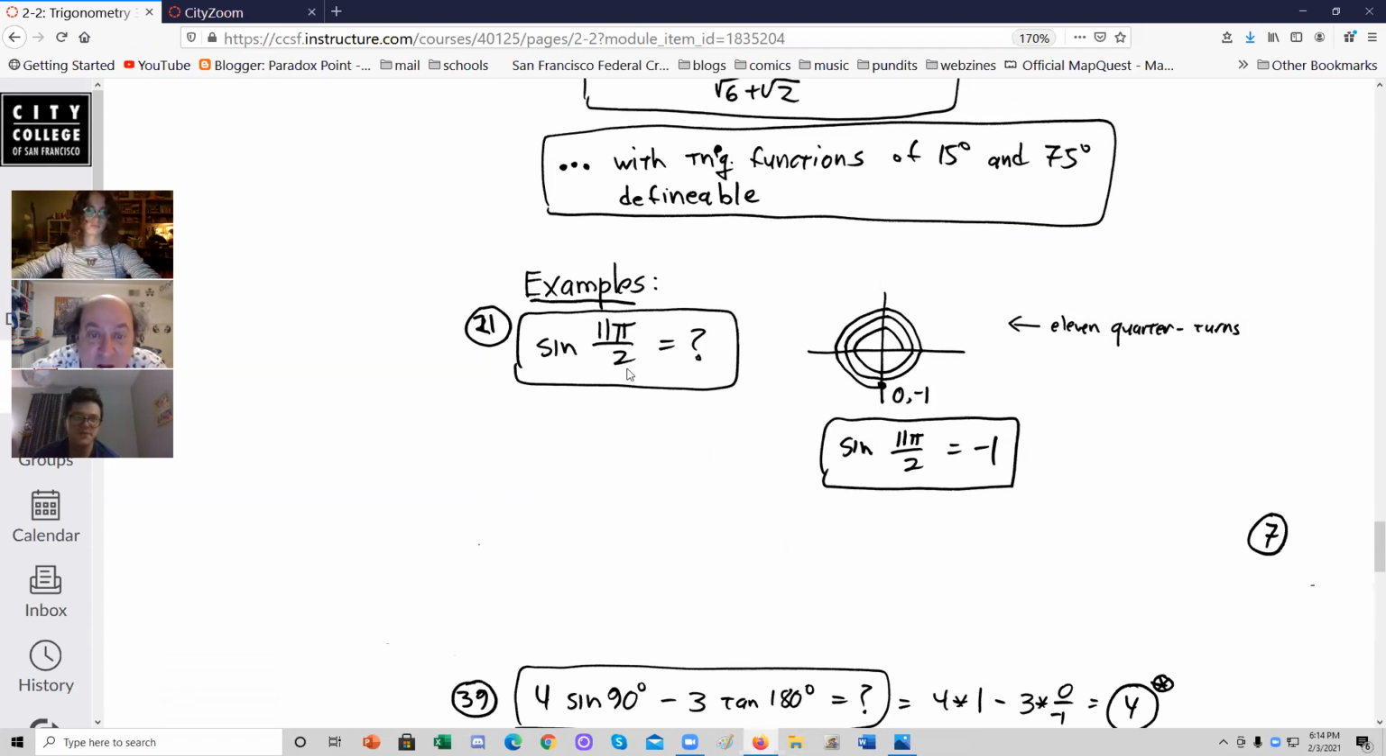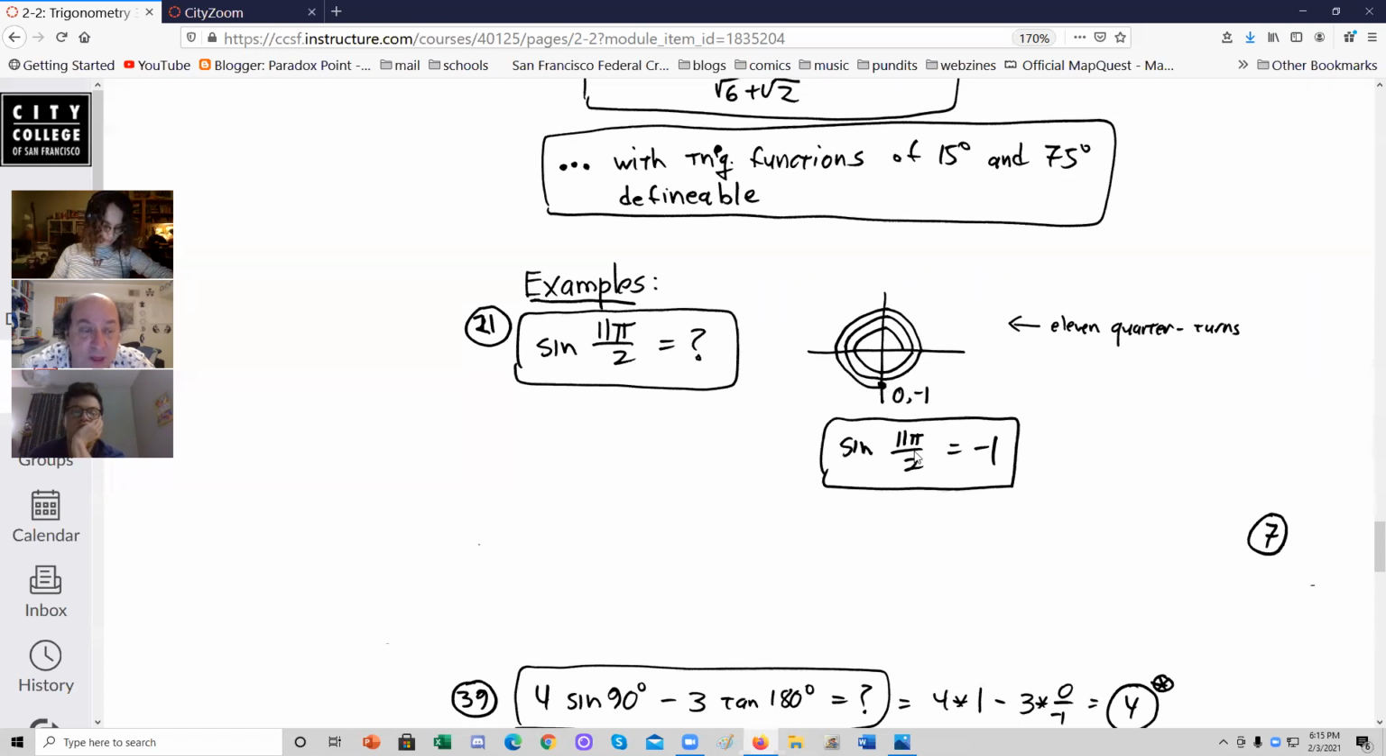All right, sine of 11 pi over 2. Now, pi is a half turn. Pi over 2 is a quarter turn. So 11 halves is 11 quarter turns. 1, 2, 3, 4, 5, 6, 7, 8, 9, 10, 11. It goes around this many times and it lands here at the point 0, -1. Now, the sine of an angle is the y value where the angle meets the unit circle, so its sine is -1.